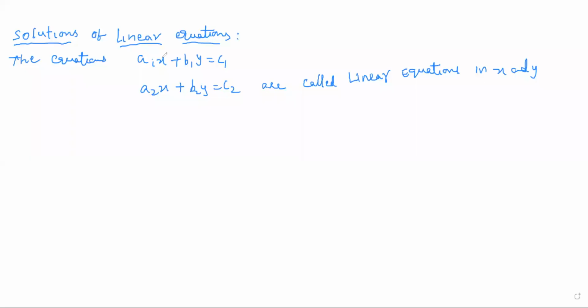So solutions of linear equations we are doing now. Let us know a brief note on linear equations. The equations a1x plus b1y is equal to c1, a2x plus b2y is equal to c2 are called linear equations in x and y, where a1, b1, a2, b2, c1 and c2 are constants.